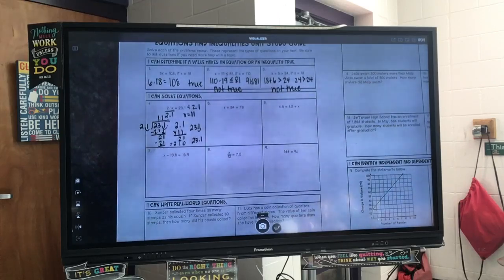Alright, so looking at the next one, x plus 54 equals 76. What do I have to do here, y'all? At this point, put your hand down, I need other people to participate. The majority of you raised your hand and said you got this one done. This is probably one of the easiest problems on the entire page, so I should see a whole lot more hands.